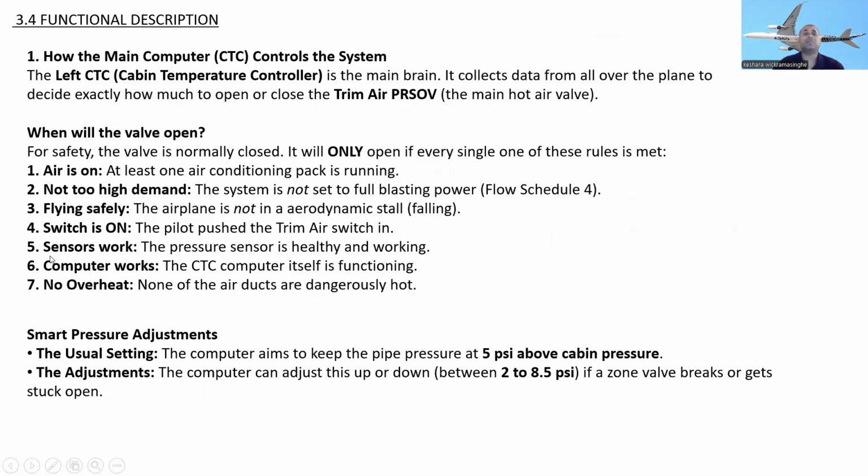Yeah, so now next one, functional descriptions: how the main computer, the cabin temperature controller, controls the system. The left cabin temperature controller is the main brain. It collects data from all over the plane to decide exactly how much to open or close the trim air pressure regulating valve, the main hot air valve, right? So when will the valve open?